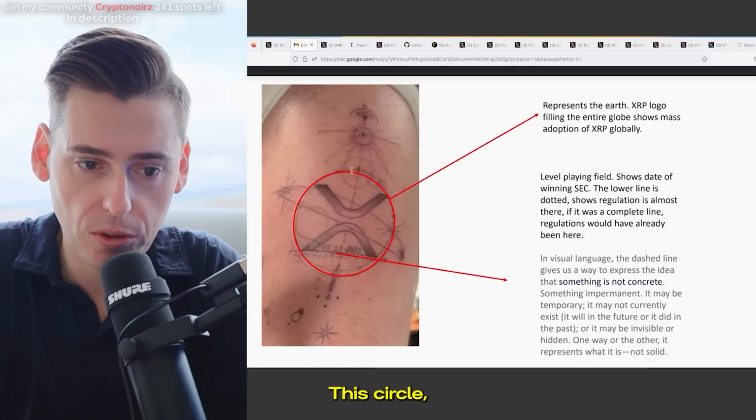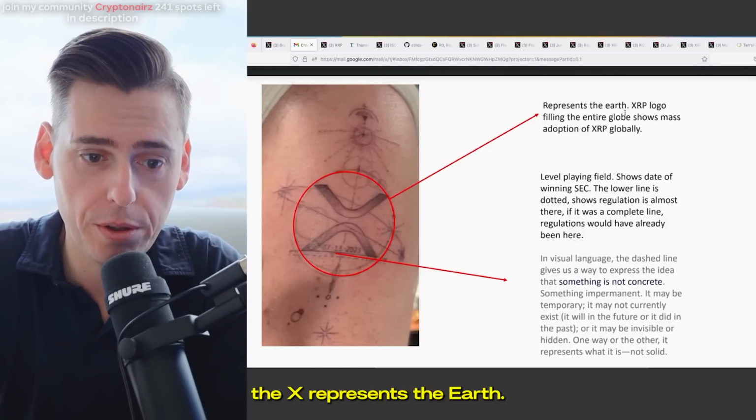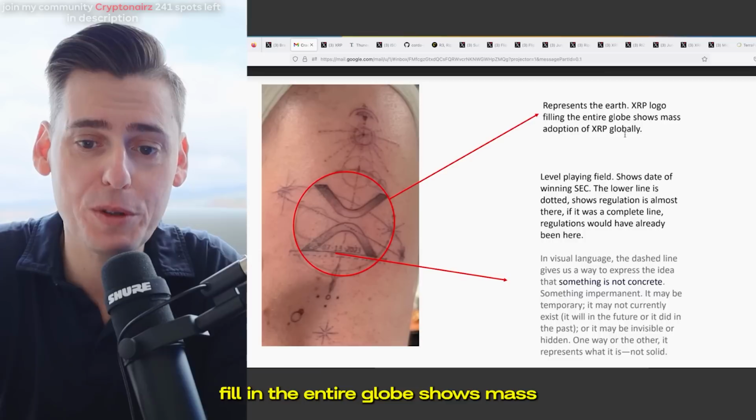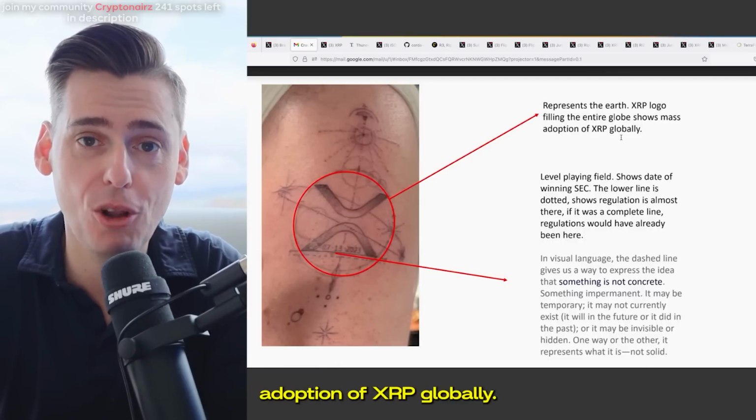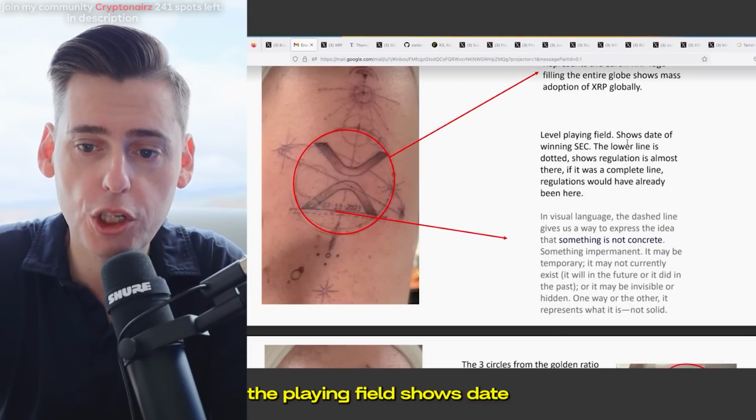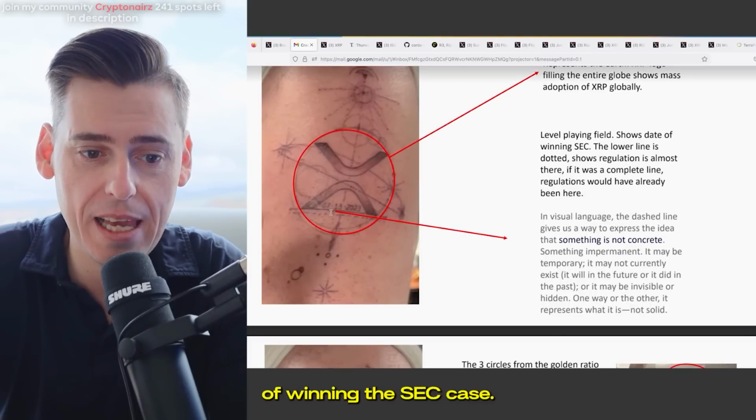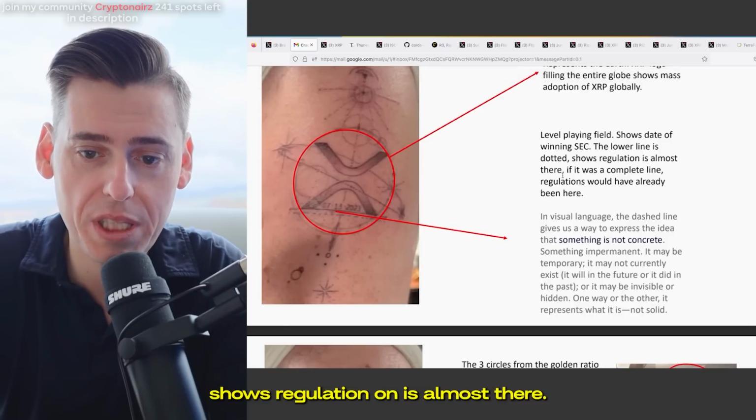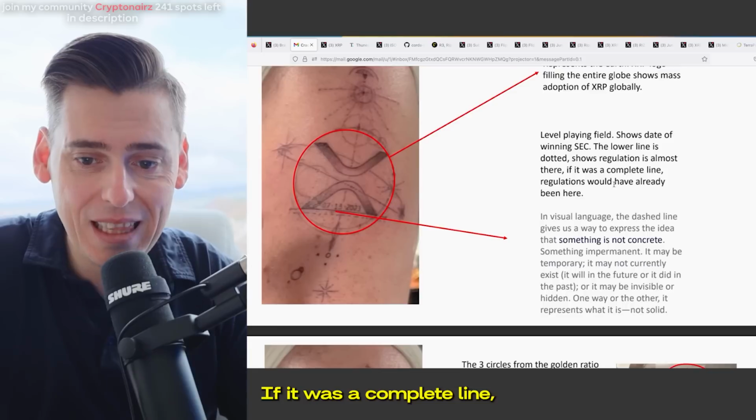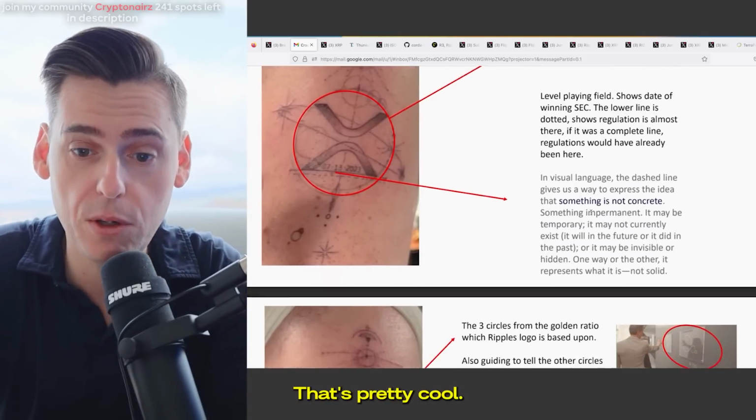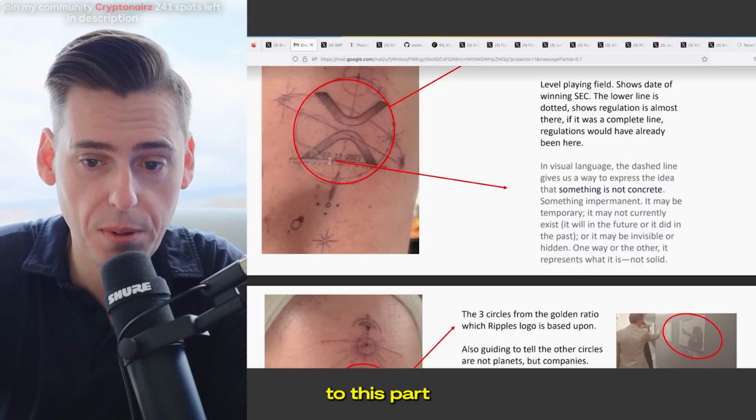He says this circle, the X represents the Earth. Okay, so Earth, and the XRP logo filling the entire globe shows mass adoption of XRP globally. I love that. And here it says level the playing field, shows date of winning the SEC case. The lower line is dotted, shows regulation and is almost there. If it was a complete line, regulations would have already been there. That kind of makes sense to me. That's pretty cool. And then he points out to this part here.